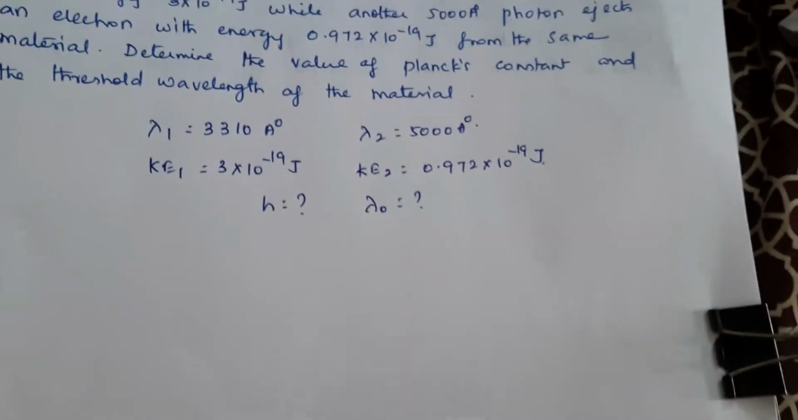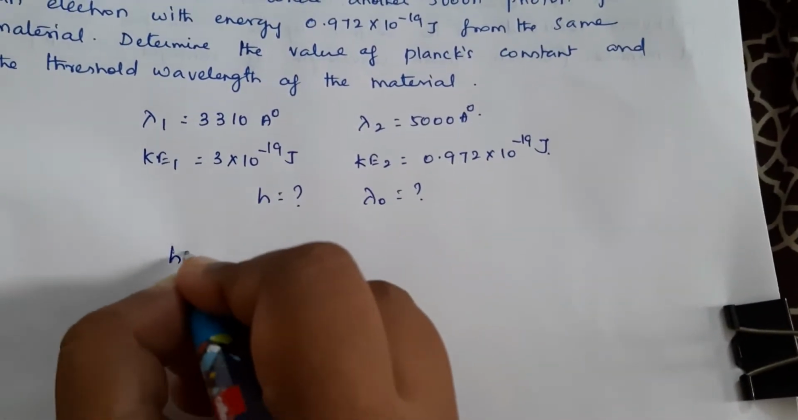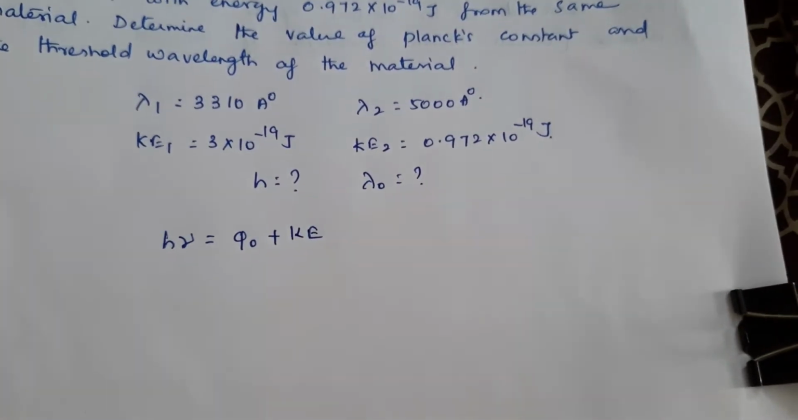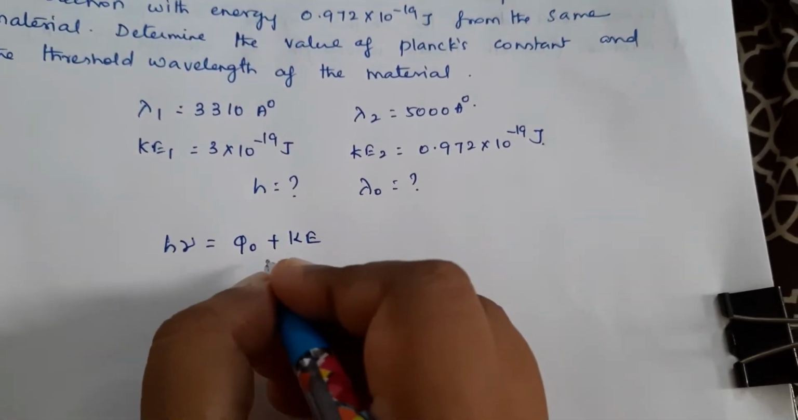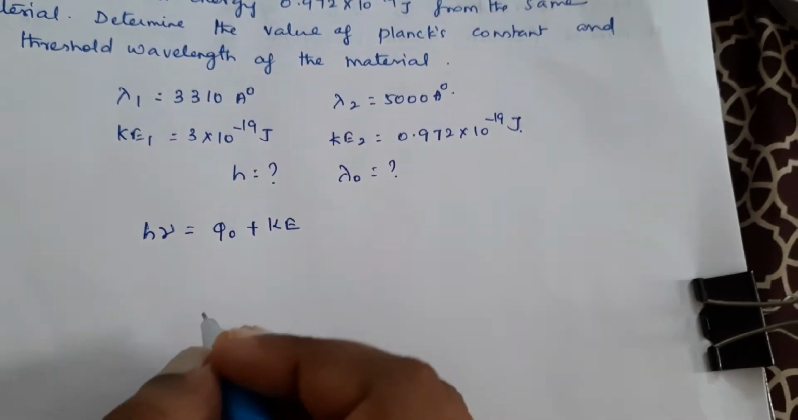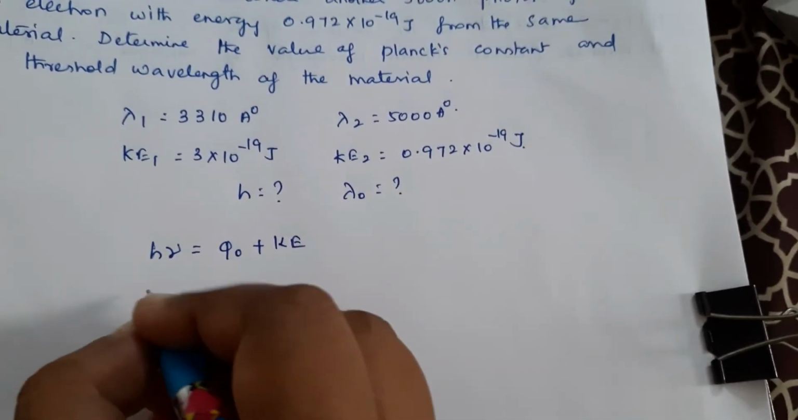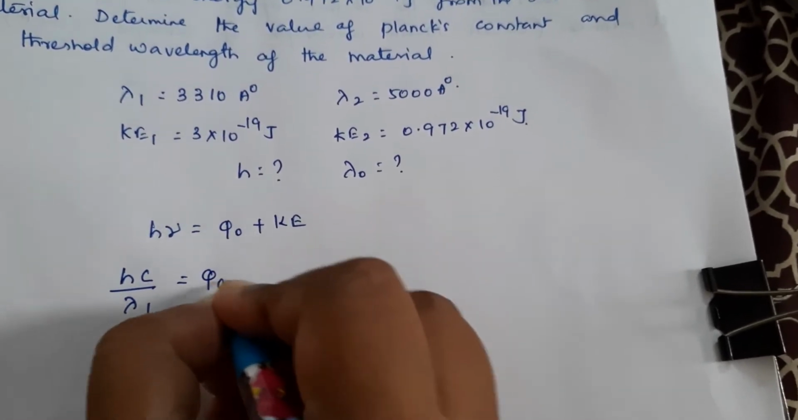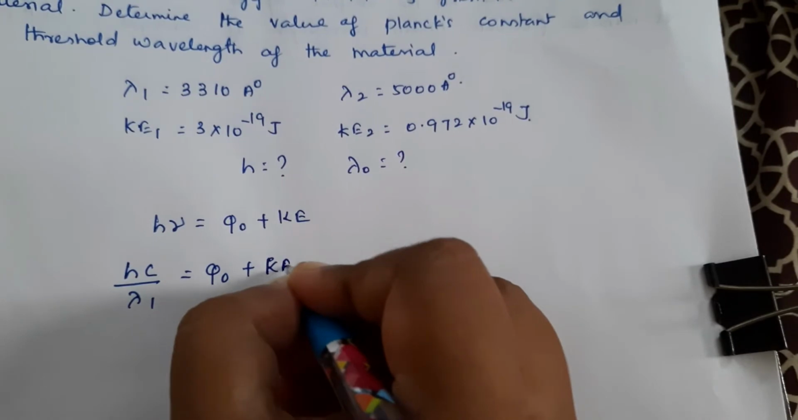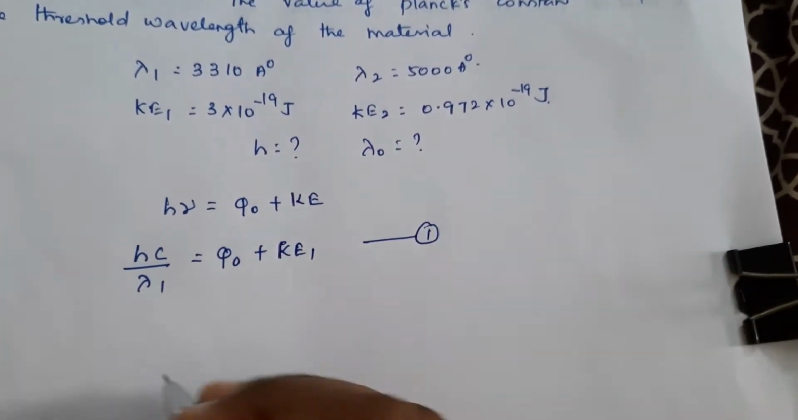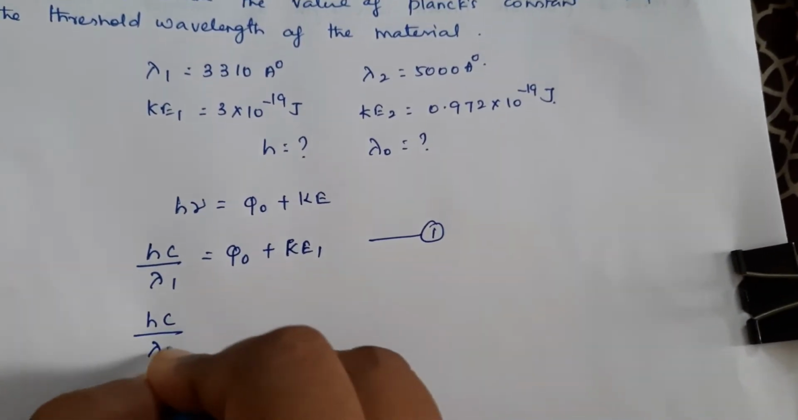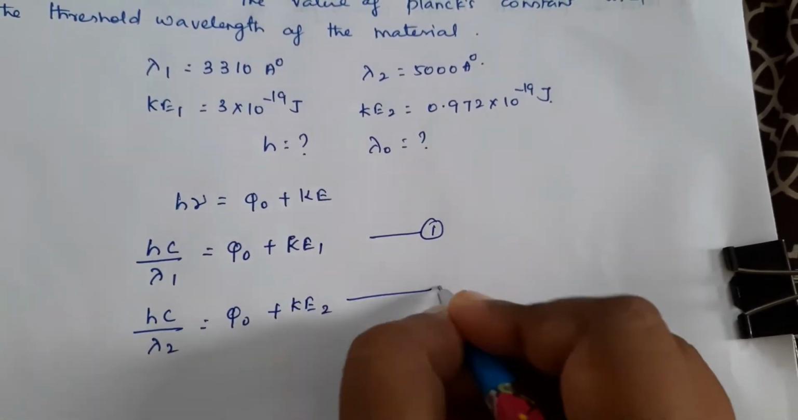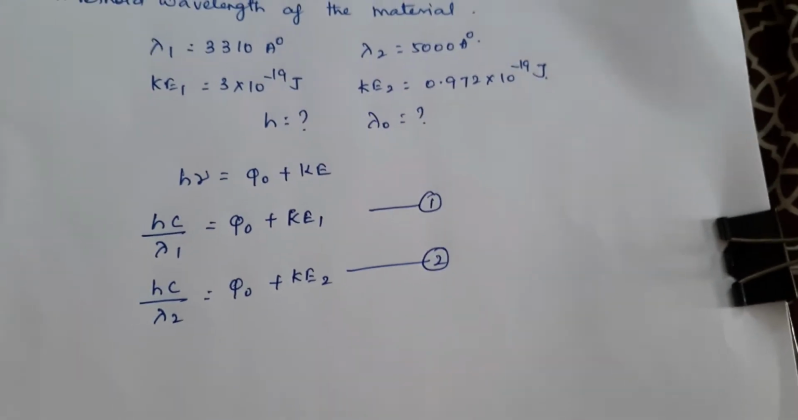Now you know the formula, Einstein's photoelectric equation plus kinetic energy. This is Einstein's photoelectric equation: h nu is equal to phi 0 plus kinetic energy. Now I can write this as hc by lambda 1 is equal to phi 0 plus kinetic energy 1. This I will take as equation number 1. hc by lambda 2 is equal to phi 0 plus kinetic energy 2. This I am taking as equation number 2.